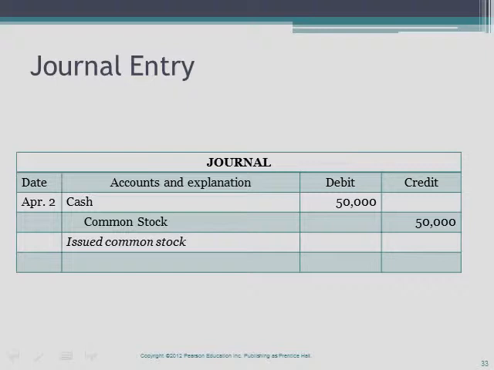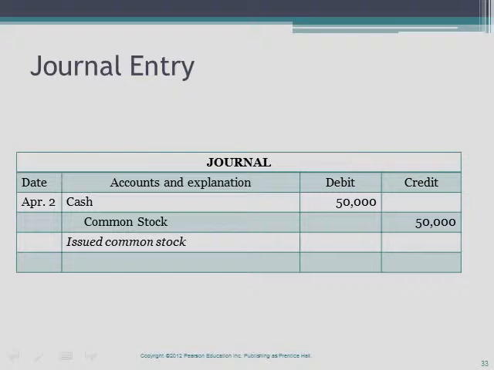So let's apply the steps to journalize a transaction in which a company issues stock for $50,000 cash on April 2nd. So essentially what we're saying is that the company issued stock to a stockholder, and in return for that stock, the stockholder paid the company $50,000 in cash. So both the cash and common stock increase under that scenario.